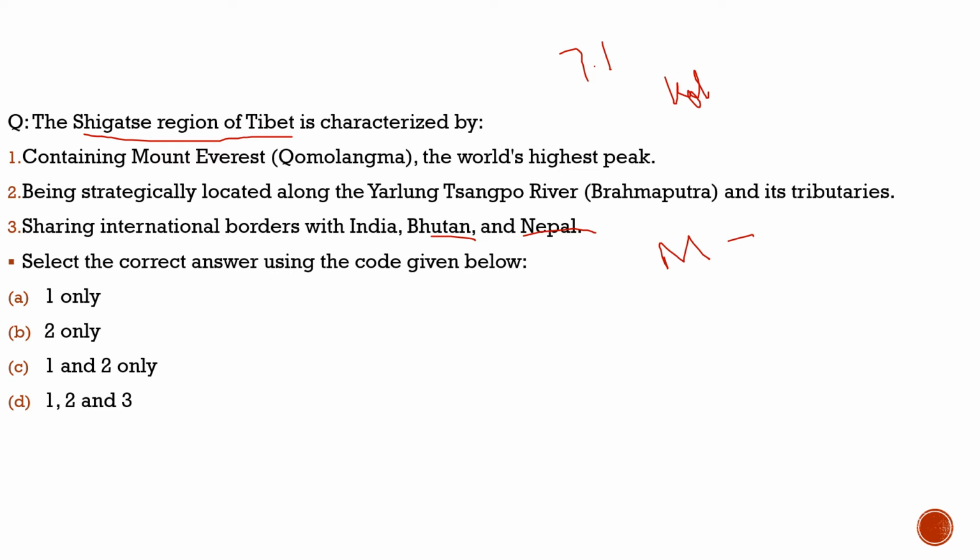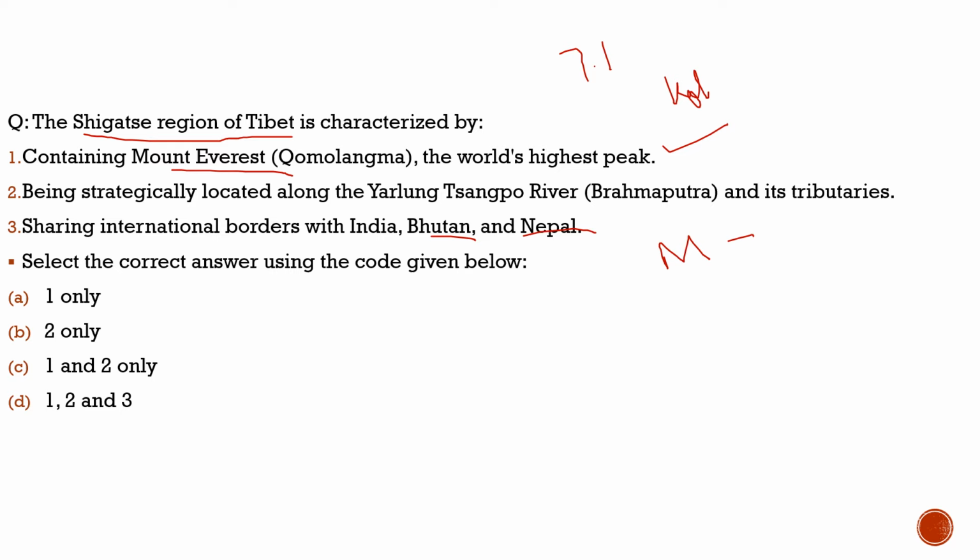So with respect to this, we need to know about this Shigatse region of Tibet. Let us see about it. First of all, the first statement: the Shigatse region of Tibet is characterized by containing Mount Everest, the world's highest peak. Yes, 100% true. There is a gateway for Mount Everest. This region contains this, it is 100% correct.